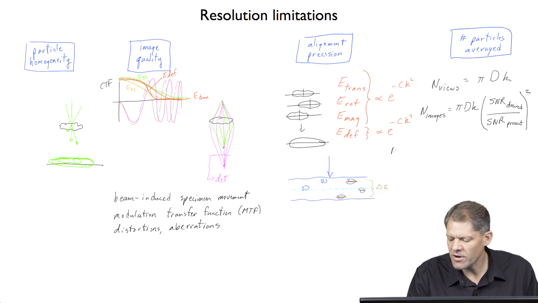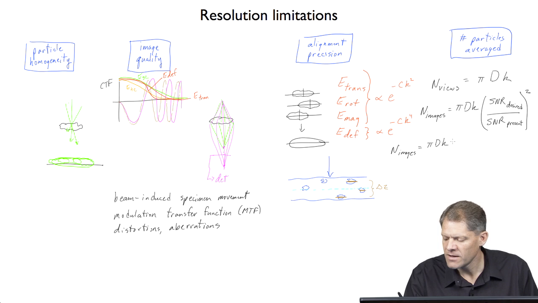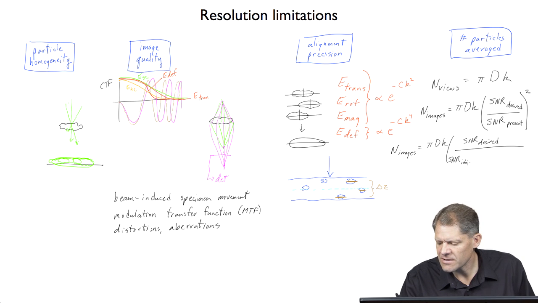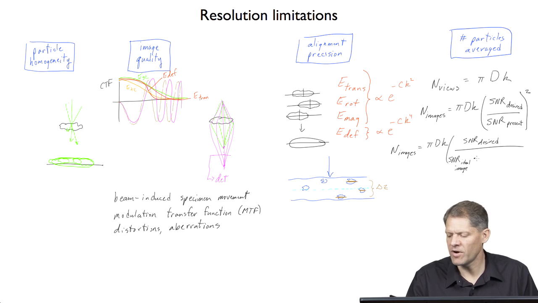Now we can further elaborate that equation as the number of images required is pi times the diameter of the particle times the spatial frequency or the resolution that's going to be obtained times the signal-to-noise ratio desired at that spatial frequency. But now we can expand this term to be the signal-to-noise ratio present in an ideal image damped by all the envelope functions.